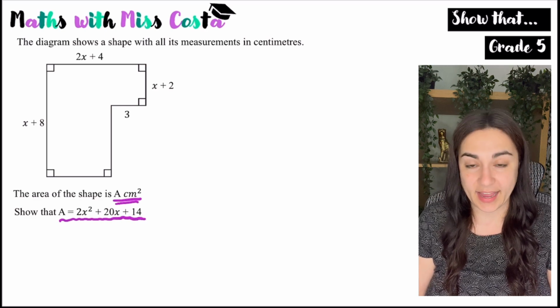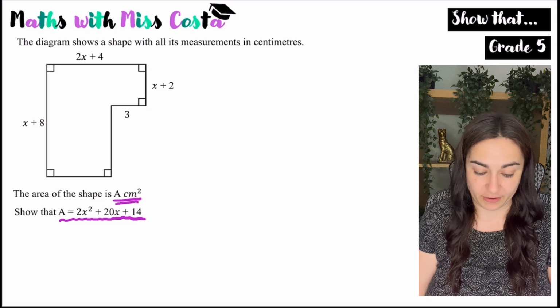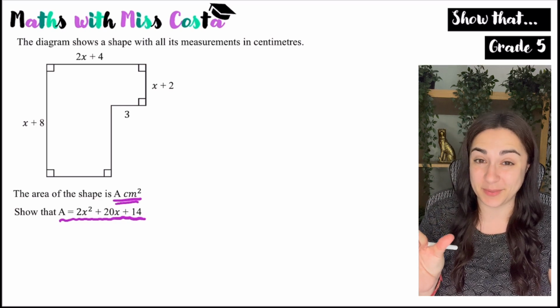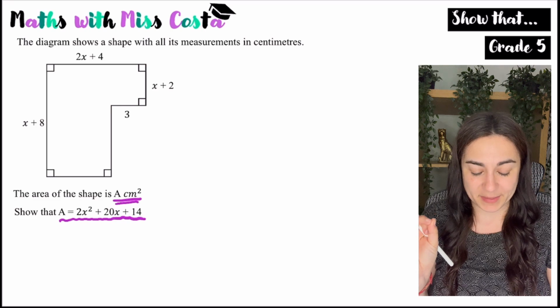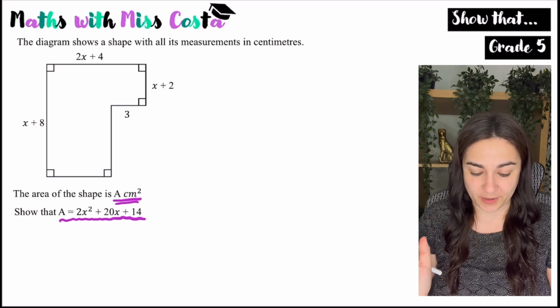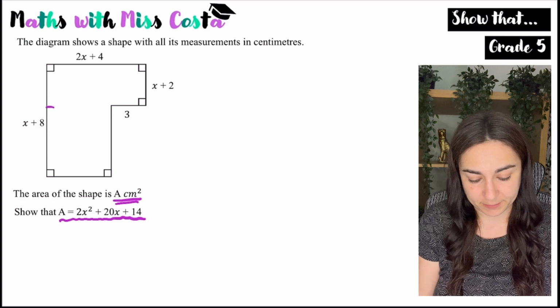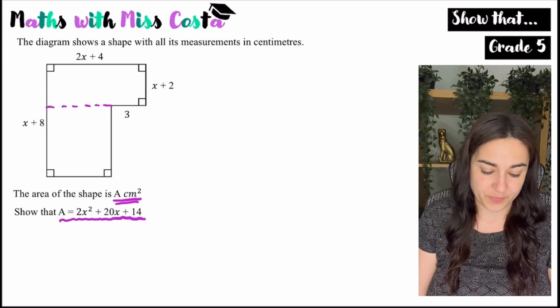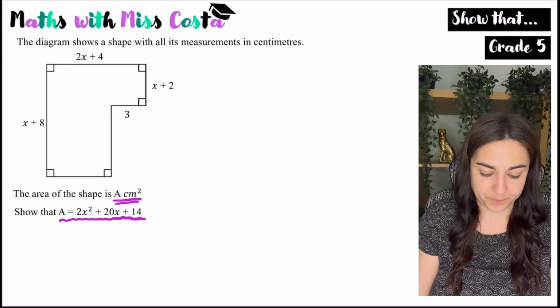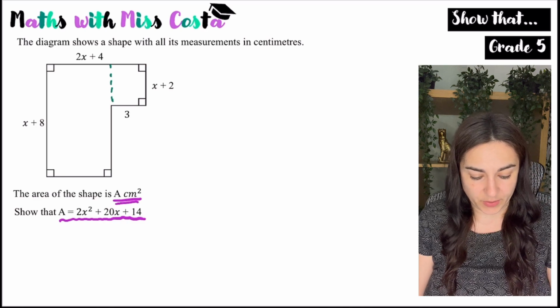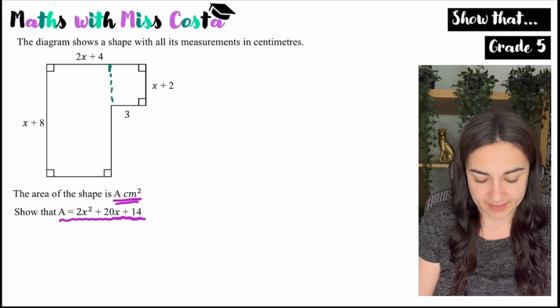So let's think, how am I actually going to work out the area of the shape? It's a compound shape, which means it's made up of two shapes, and I can split it into two rectangles. So there's a few ways I can do this. Either I could split it like this, or I could split it like this. So I think I'm going to go with splitting it this way.